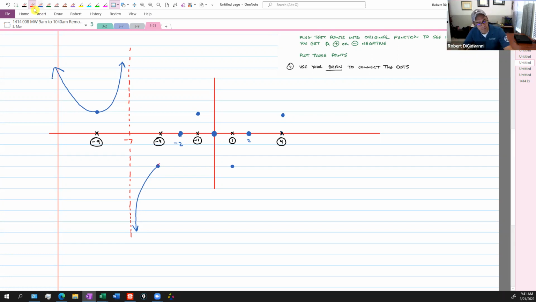We're going to connect this dot to this dot. Come up here, go like that. Come back down, connect. Connect down here. Come back up, connect. Connect to here. And then from here, which way? Got to go up, right? No horizontals. No flattening. Can't go down. You'll cross the x-axis. Got to go up. There it is. There's the graph of that rational function.